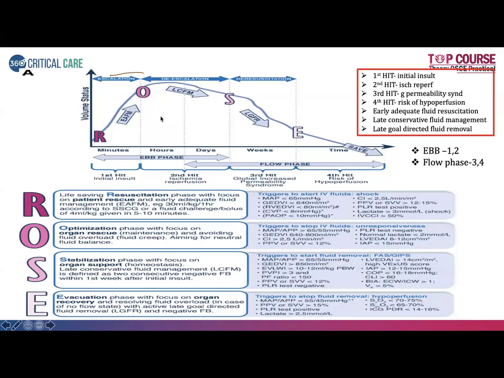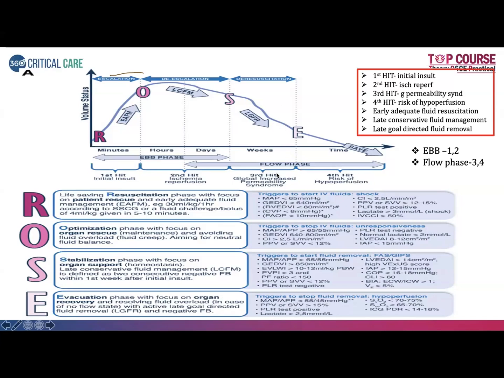Okay, and then evacuation is after your stabilization phase. So that is when you aim for late goal-directed fluid removal. This late goal-directed fluid removal is your deresuscitation phase, wherein you focus on organ recovery, resolving fluid overload with active goal-directed removal of fluid with negative fluid balance.